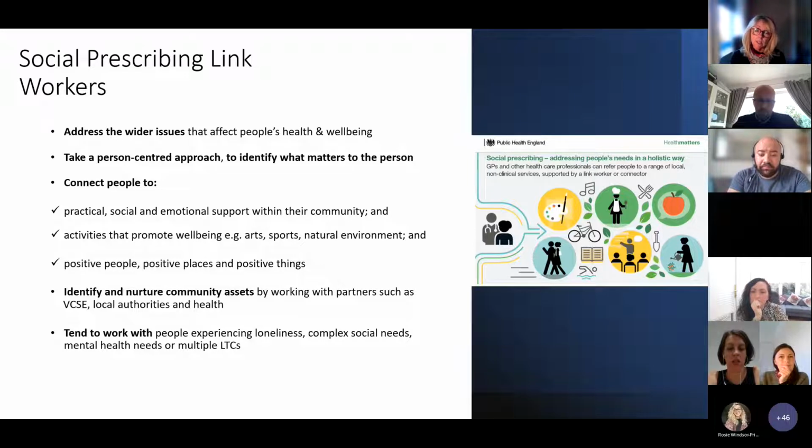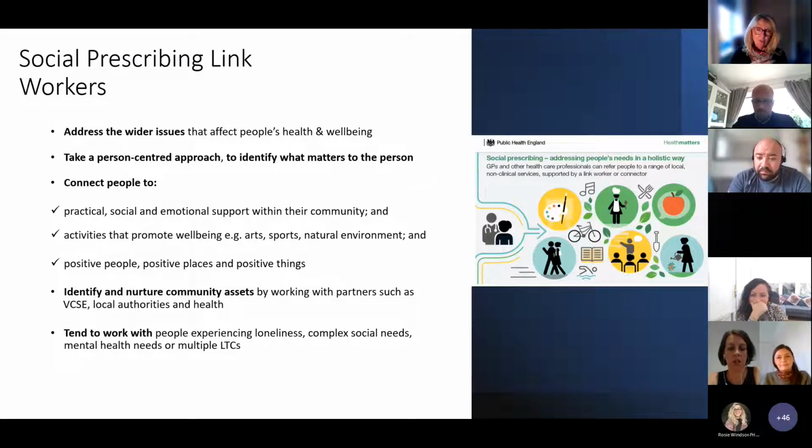But in terms of the link workers and social prescribing link workers, we're really mindful that 1 in 5 of the GP appointments are wider health determinants in terms of when they present. And it's really important that our link workers build up a working relationship with the people they support. It's really looking at what matters to that individual. So looking at those wider health determinants, spending time getting to know that individual.